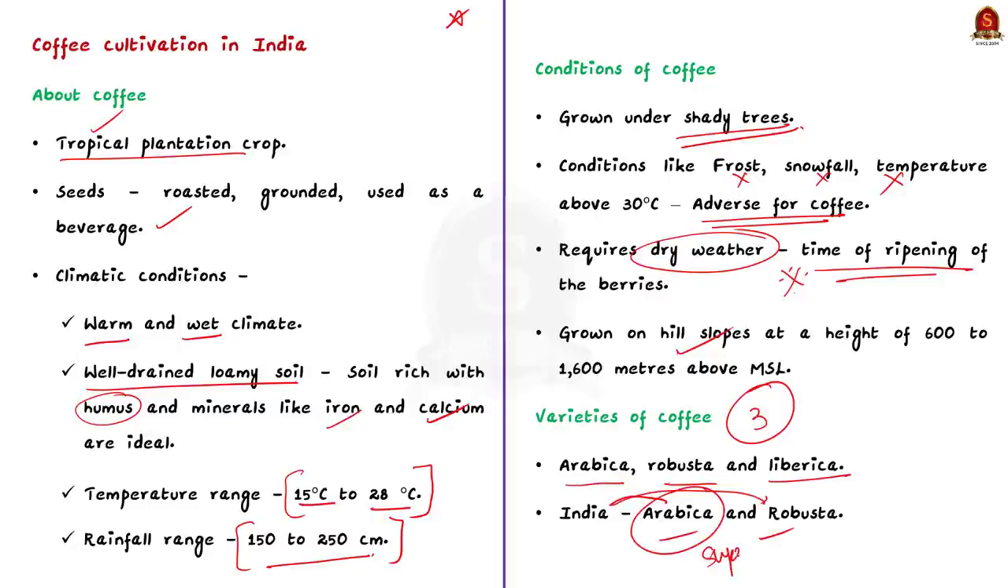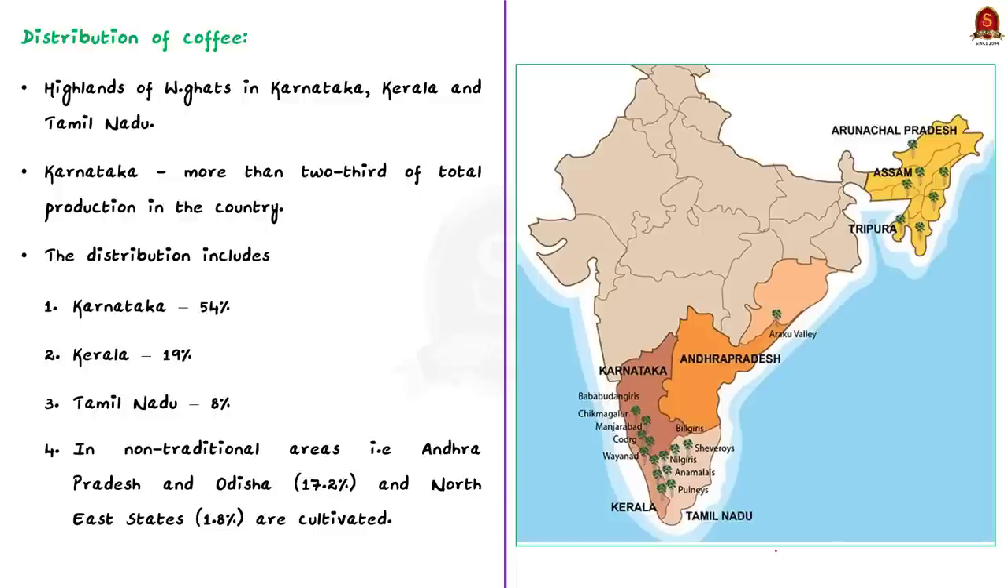Now let us see the distribution of coffee plantations in India. Coffee is mostly grown in the Western Ghats in Karnataka, Kerala and Tamil Nadu. Here, Karnataka alone cultivates more than two-thirds of the coffee grown in the country. See the distribution here. Karnataka has 54% of coffee plantation, Kerala has 19%, Tamil Nadu has 8%.